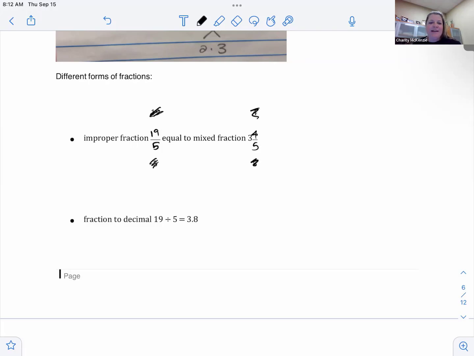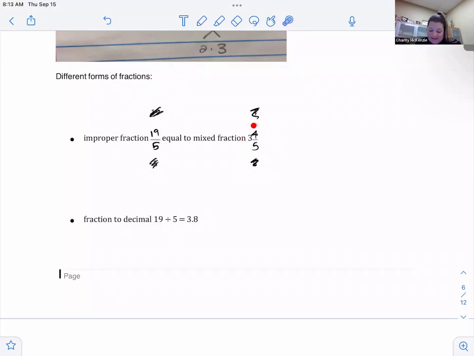It's like way high. So an improper fraction is where the top is bigger than the bottom, and a mixed fraction is where you have a number in front and a fraction, like 19/5. So we can make that a mixed fraction. So they can be equal to each other, but 5 goes into 19 3 times with 4/5 left over.